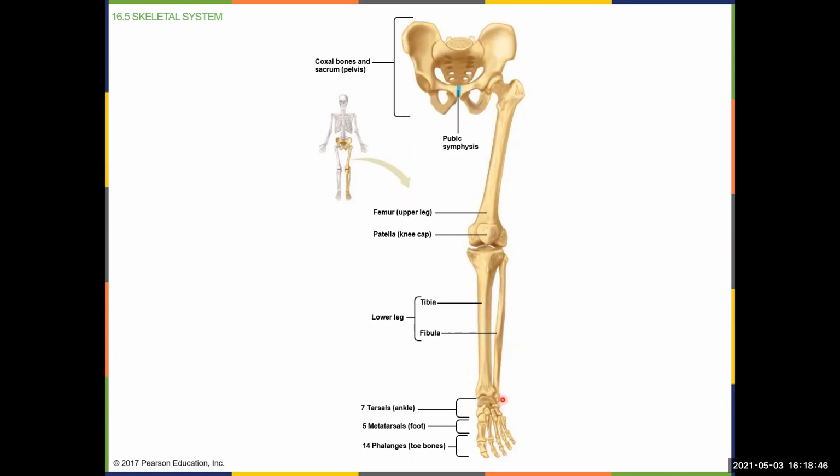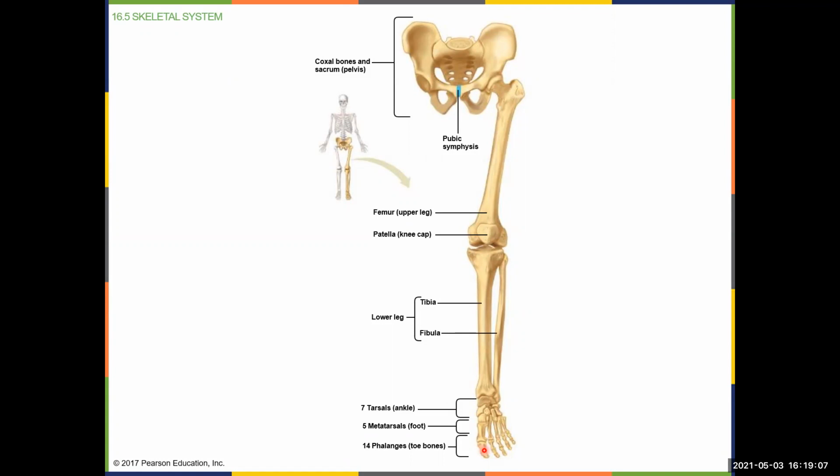I also remember that the fibula makes up the ankle bone, right? The lower end of the fibula is the bone that sticks out at your ankle. And then below that, you have your tarsals, your metatarsals, and then your phalanges. Okay, and so that's the bones of the body.